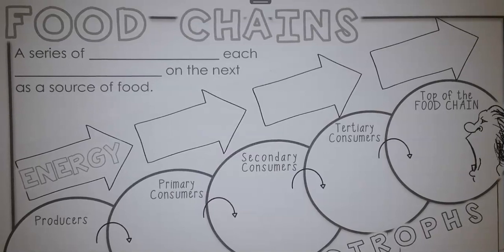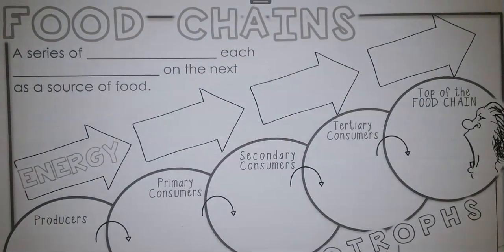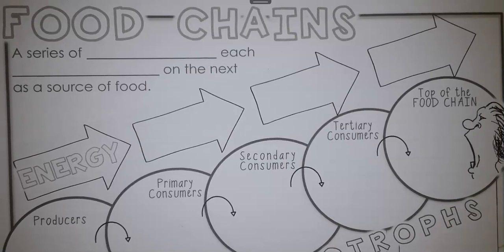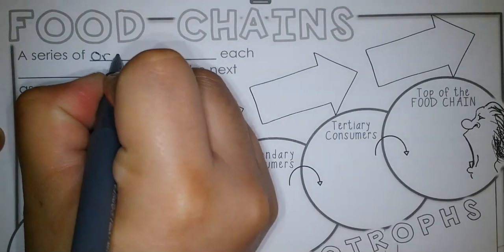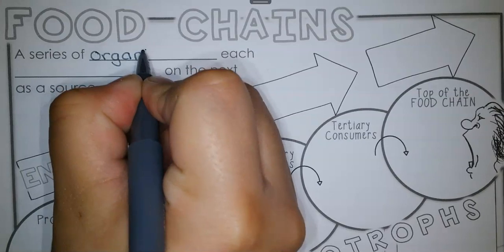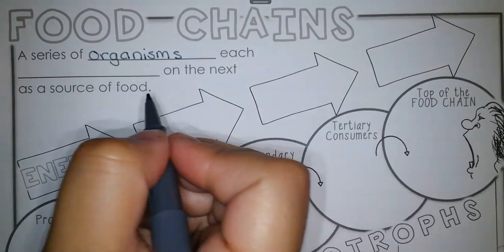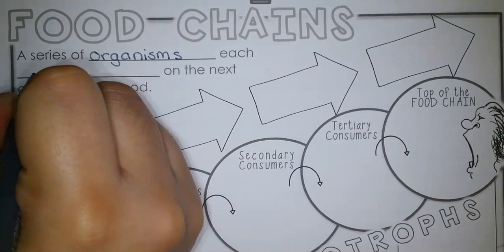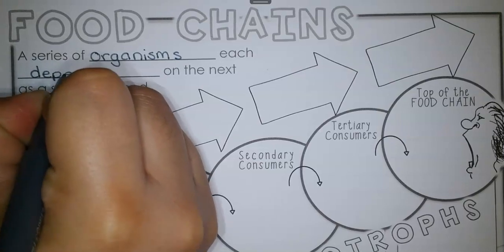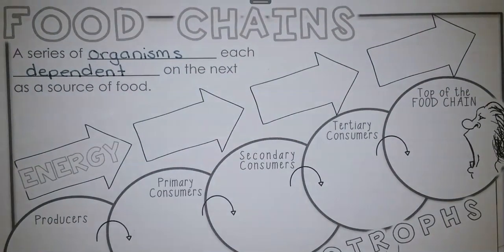So first of all, what is a food chain? Well, a food chain is a series of organisms, each dependent on the next as a source of food.